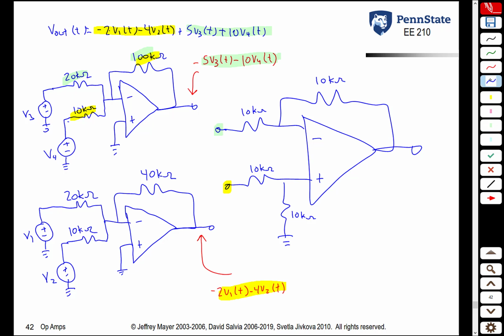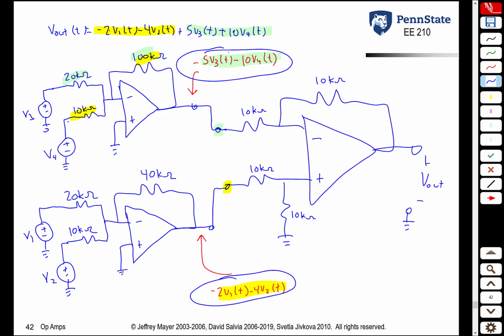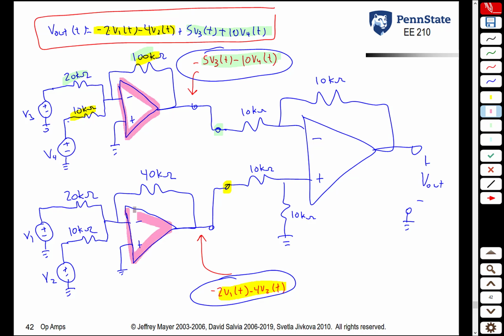So the final step then is we just connect this point to there and this point to there, and our V out measured with respect to ground is equal to what? -2V1 minus 4V2 minus -5V3 minus 10V4. So we end up with our final equation: -2V1 minus 4V2 plus 5V3 plus 10V4. And we did this with 1, 2, 3 different op amps.